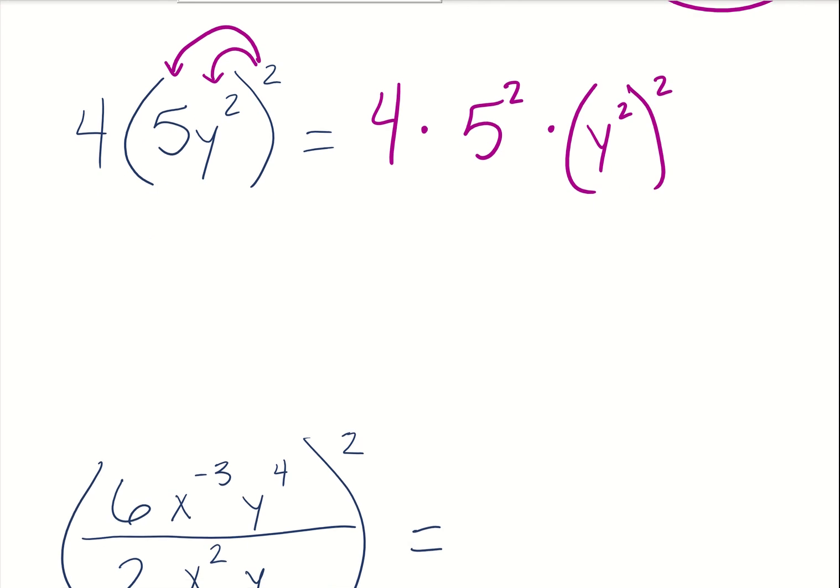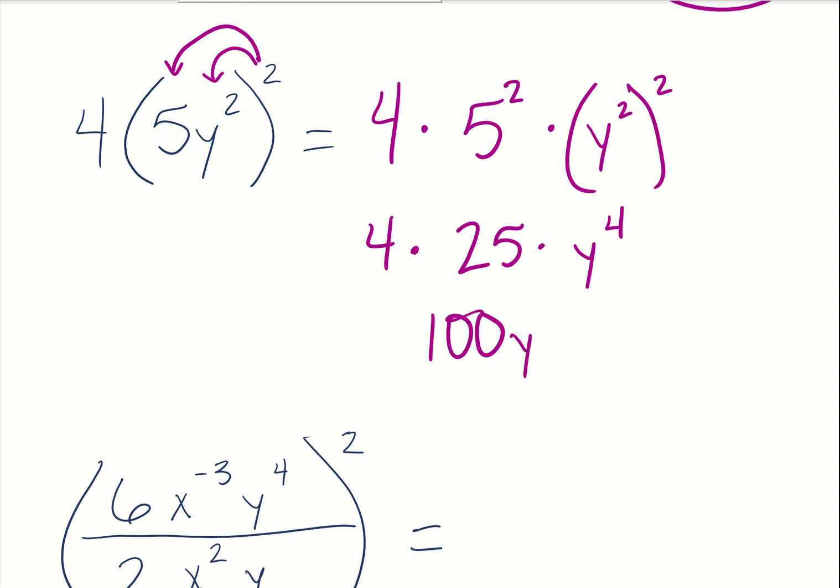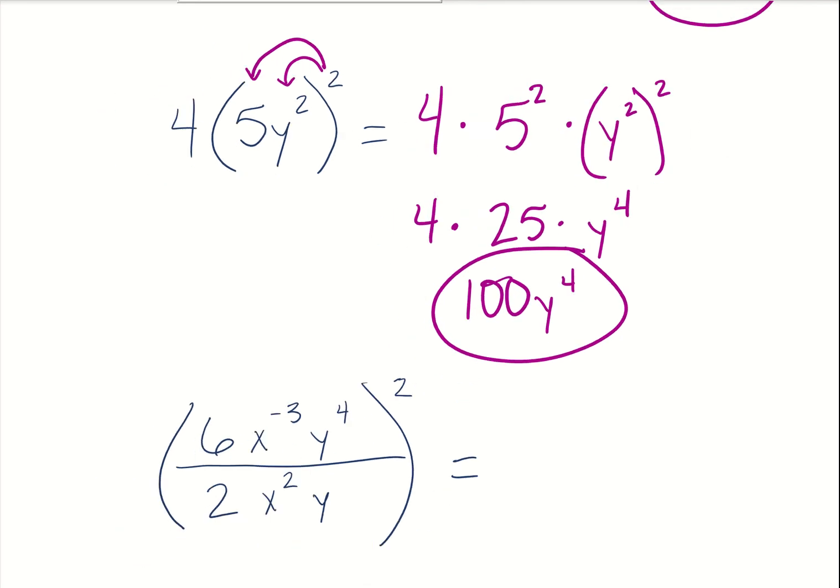Okay, from here I can simplify. So I have 5 squared is 25, times y squared would be y to the 2 times 2, which is y to the fourth. And then I have 4 times 25, which is 100, y to the fourth. All right, and that's it for that problem.